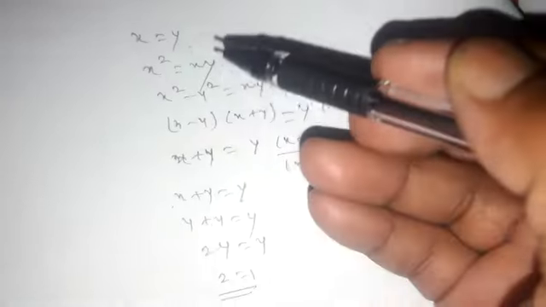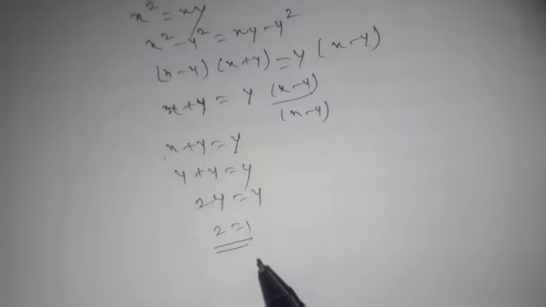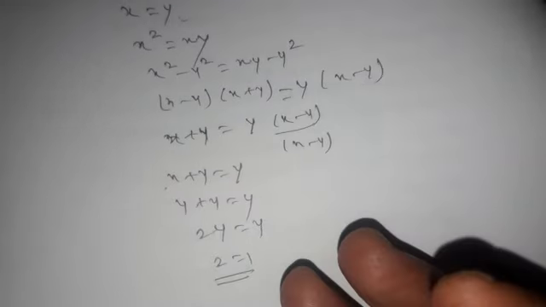And there is nothing wrong in the steps of this statement. If I take x equal to y, x square equal to xy, and proceed like that, we get 2 equal to 1. You can try it yourself.